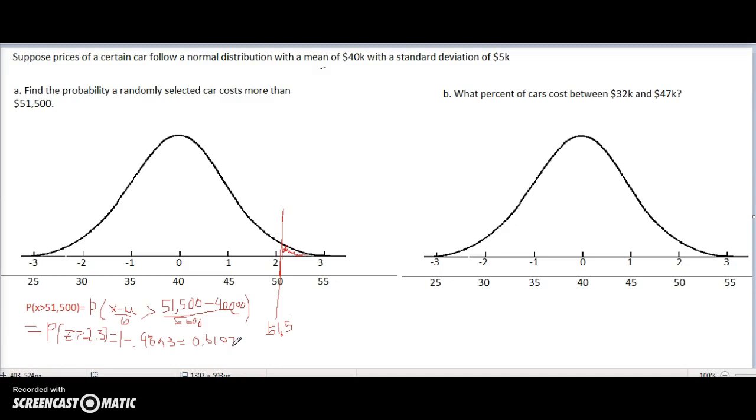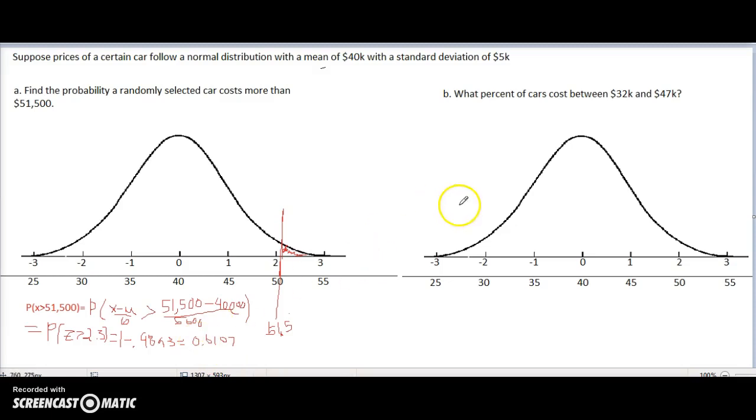Okay, and if we look back at the graph, we can see by the shading of this area that the probability is going to be less than 0.5, and since this is so small, that's exactly what we get. It's a very small percentage.